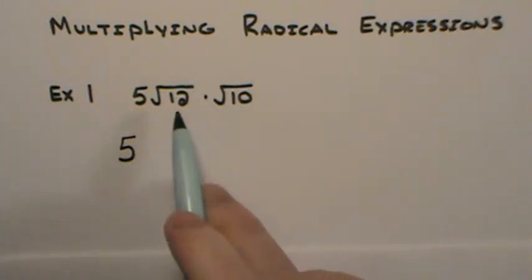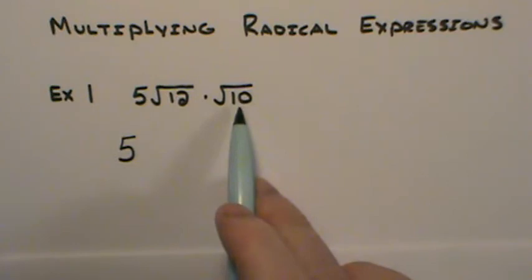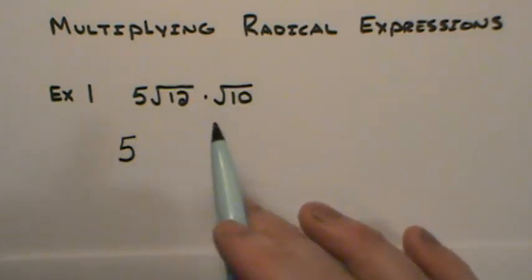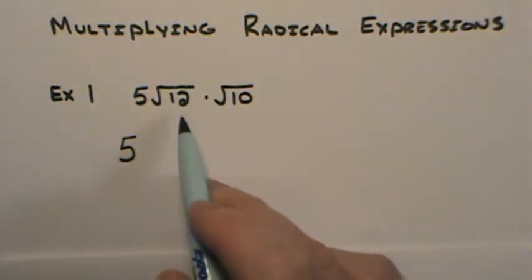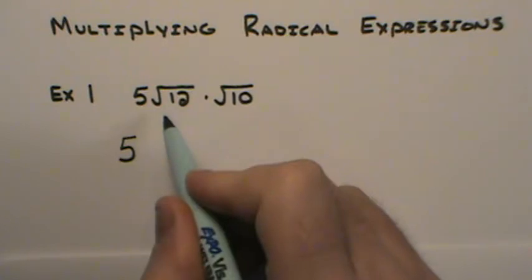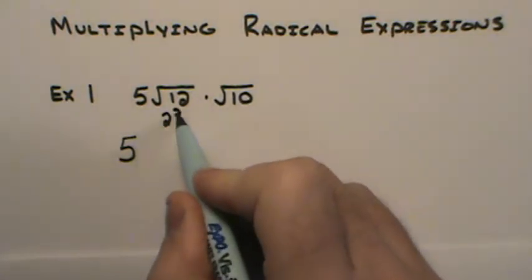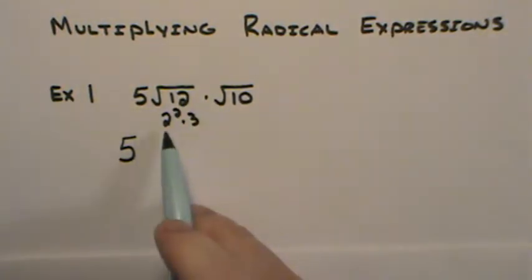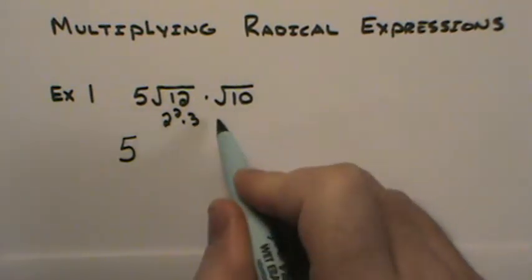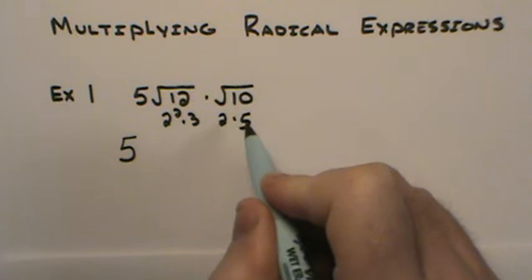Now for me, I don't ever multiply radicals. Instead, I look for pairs. I see if I can get any groupings there. And so I actually break down these numbers. I know that 12 is 2 squared times 3. That's 4 times 3. And that 10 is 2 times 5.